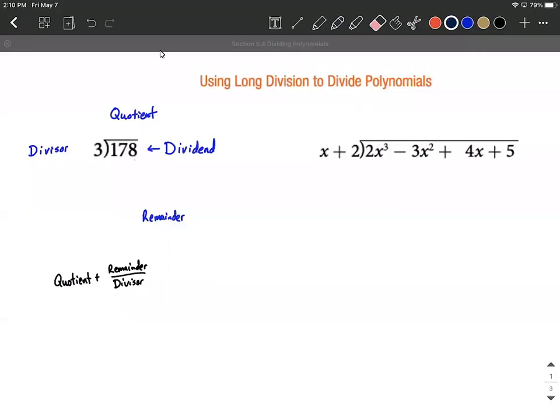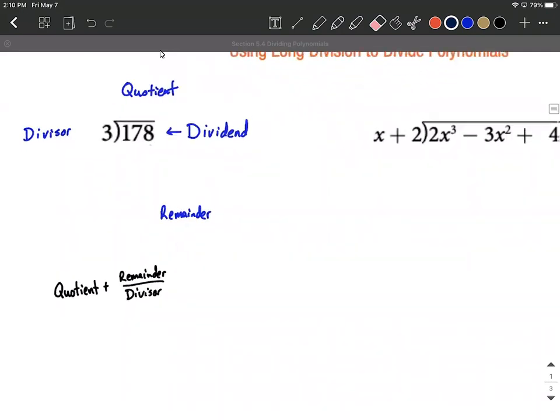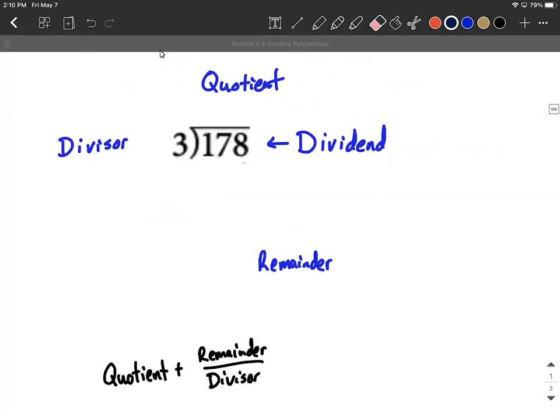Okay, we're going to be using long division to divide polynomials. But before we get there, let's review long division with just constants. So let's say we have 178 divided by 3. A review of some of the terminology to go along with this.